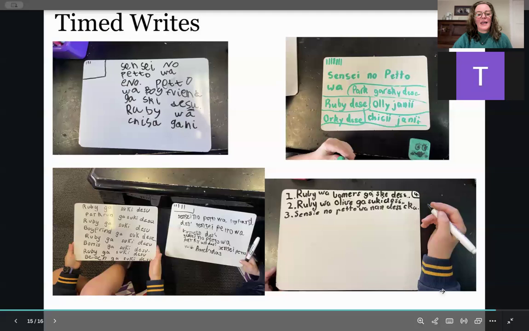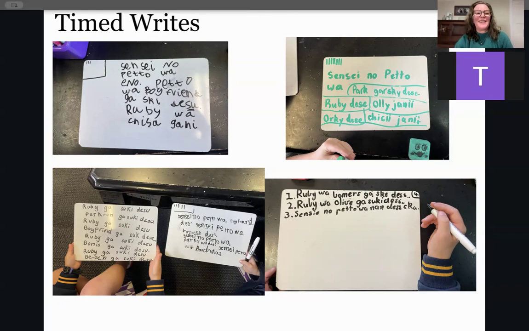Yes, so some great reading. I'll move back to that. I'll jump on to timed writes. Here is another example of some student work, and these are the year 2s.